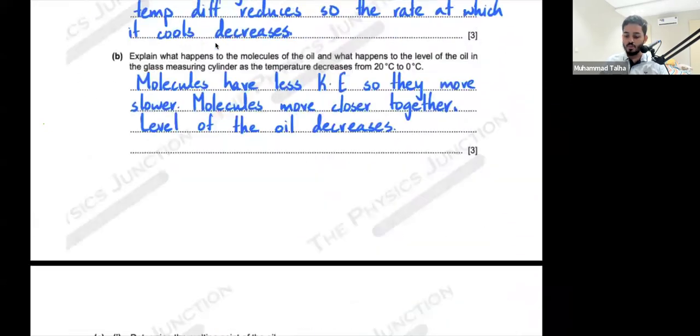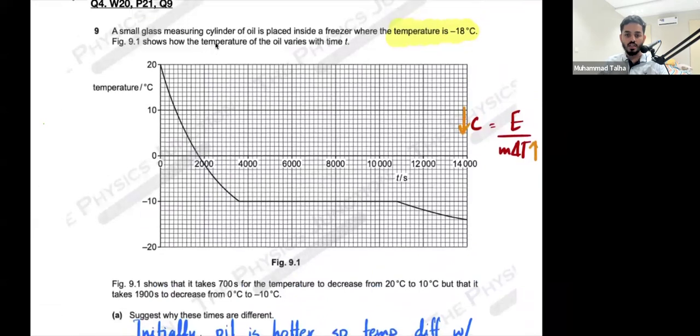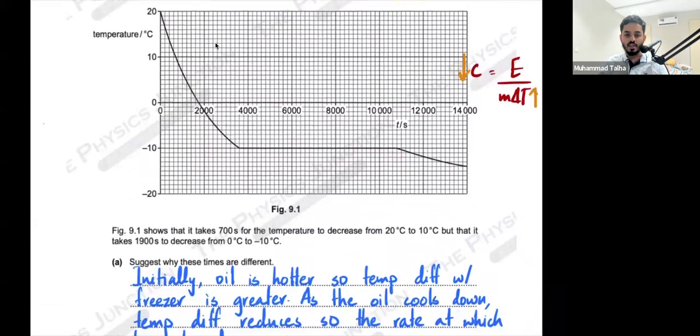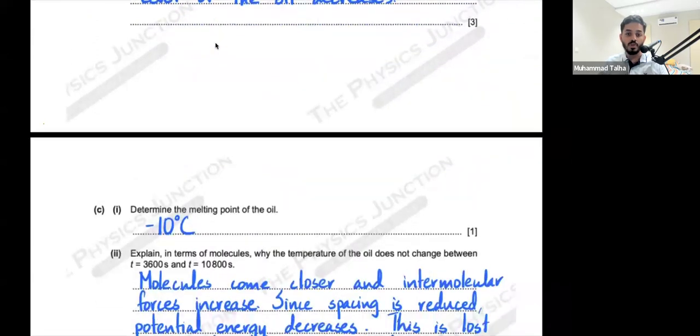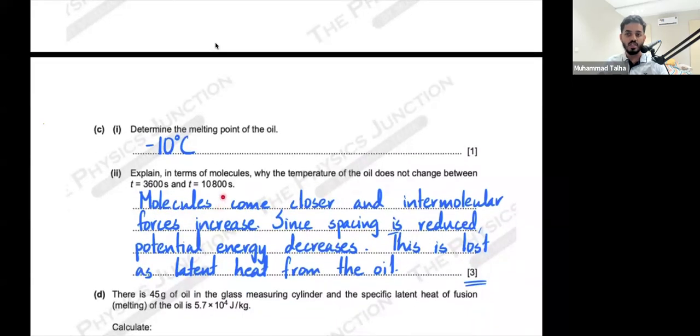Determine the melting point. So the melting point is always a horizontal line. So this is -10. And the next one asks, explain in terms of molecules why the temperature of oil does not change between 3600 and 10800 seconds. So this is talking about the state change. So molecules come closer because this is freezing now, right? The melting and the freezing point are the same. So they come closer and intermolecular forces basically increase. So bonds are now formed. And since spacing is reduced, its potential energy now decreases. So it's now going to release that energy, and this is lost as latent heat from the oil to the freezer. This is what you were supposed to write here.